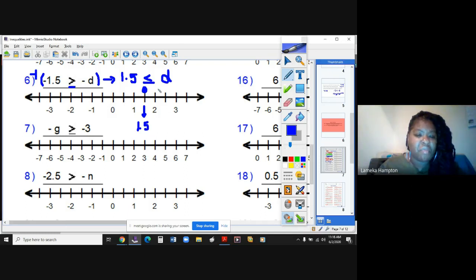Now, I'm going to pick a number off the number line, any old number. Let me just go with 2, just for the sake of conversation. Now I'm going to say 1.5 is less than or equal to 2. That is a true statement. So because that's a true statement, I know that any number to the right of 1.5 would make this whole inequality true.